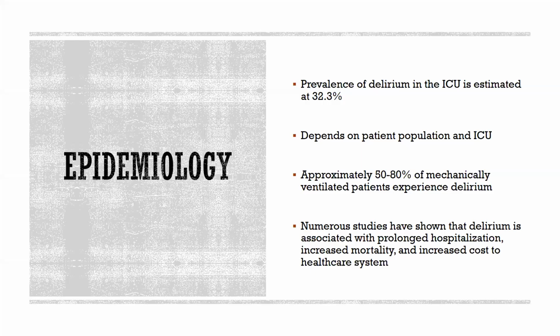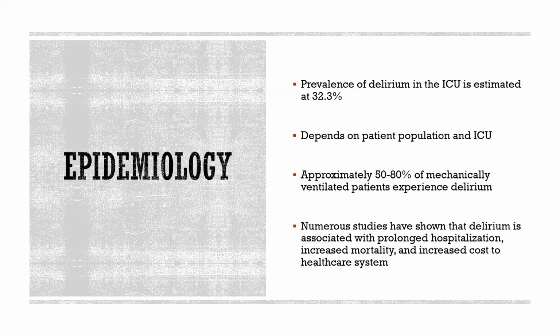When we're talking about the epidemiology, the prevalence of delirium in an ICU setting is estimated at 32%. So almost 1 in 3 of the patients that you take care of will have some type of delirium. But it also depends on your patient population and your ICU setting. Some studies have found that in trauma and burn patients that are mechanically ventilated, the prevalence of delirium can be high, upwards of 80%, for multiple reasons. And as you talk about mechanically ventilated patients, the incidence of delirium tends to increase as well.